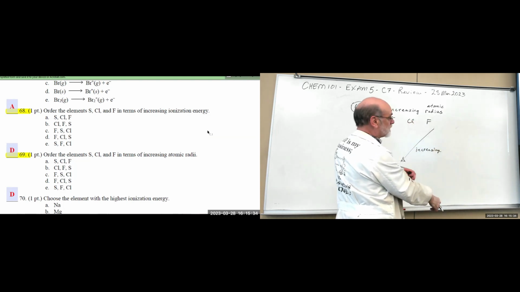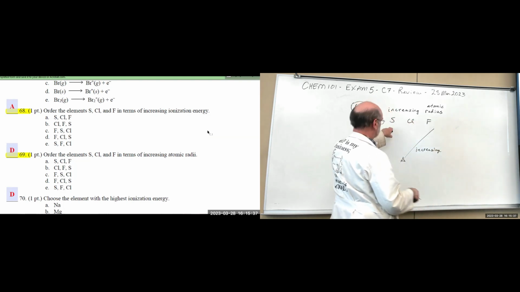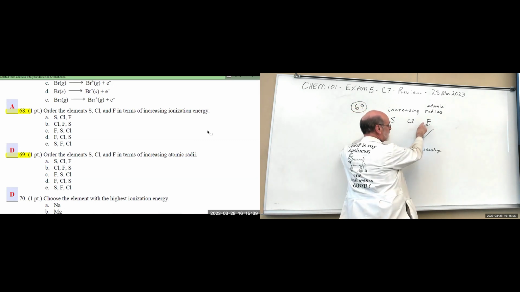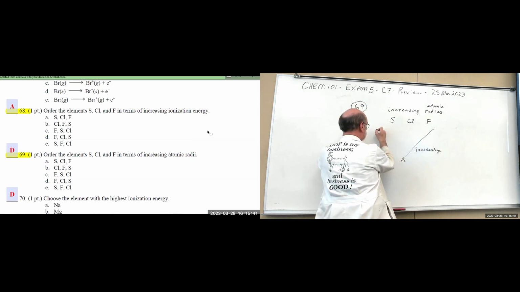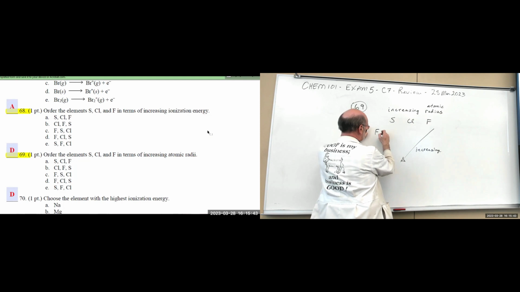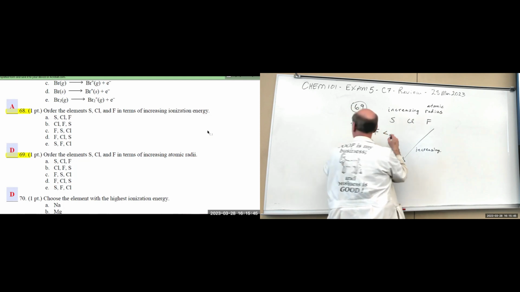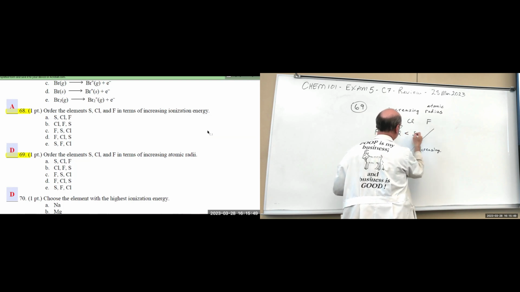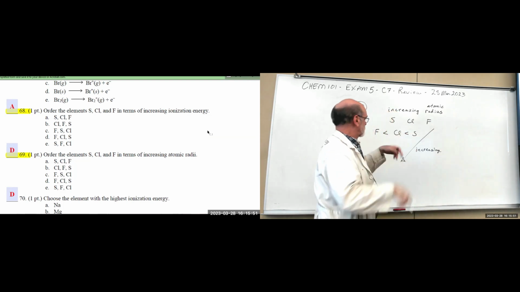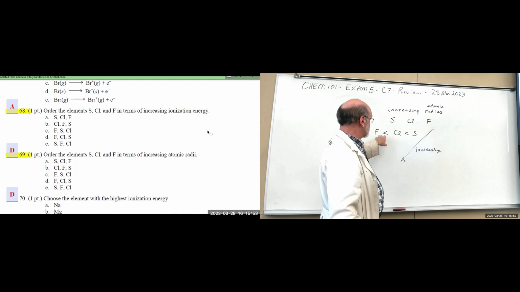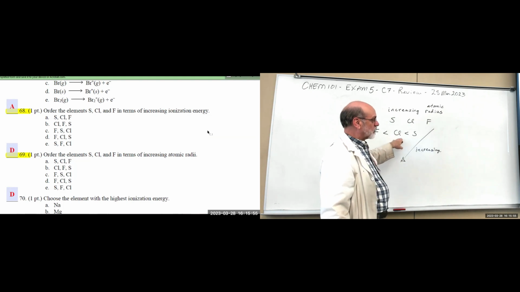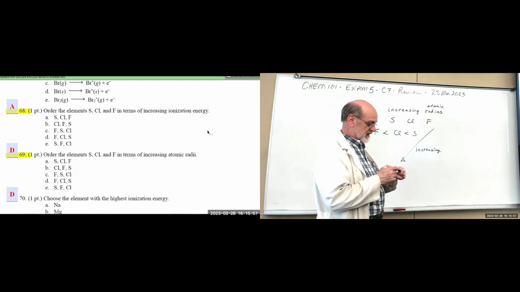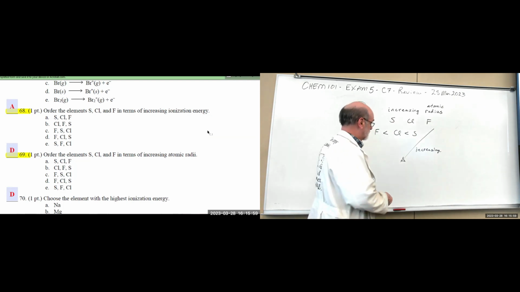Okay, so if we're going to put them in order of increasing, then fluorine would be the smallest one. And then the next largest one would be chlorine, and the next largest one would be sulfur. So it's the other way around from the previous number 68. This one's fluorine, chlorine, sulfur, which would be D. D is the answer to this one.